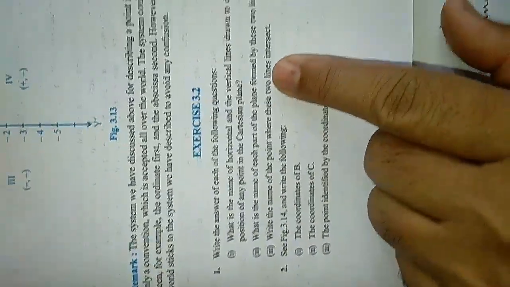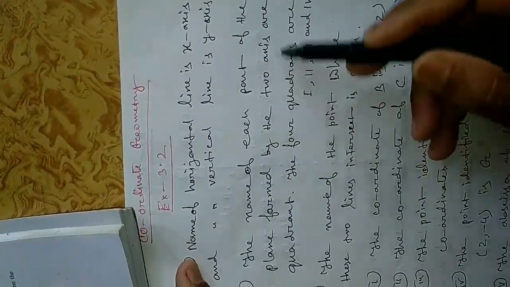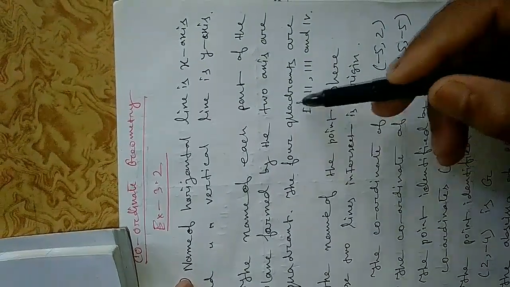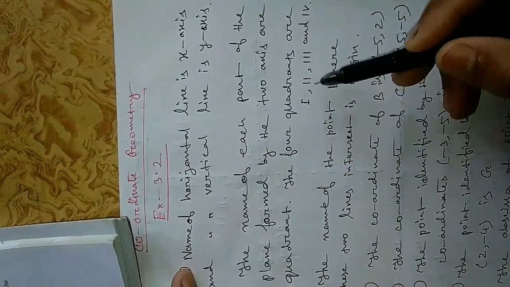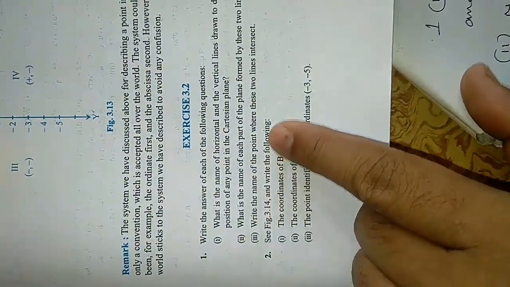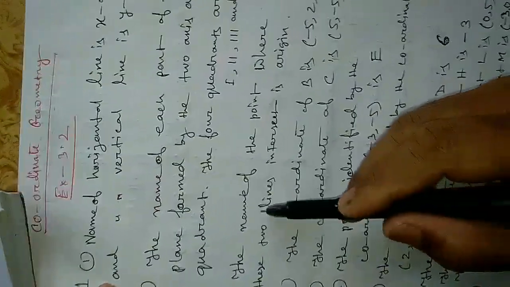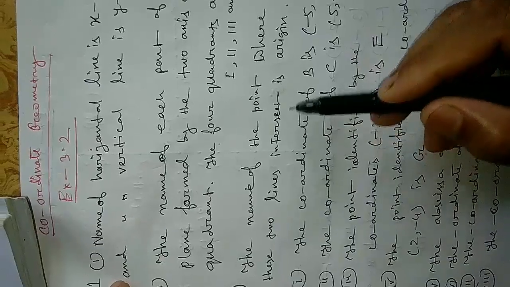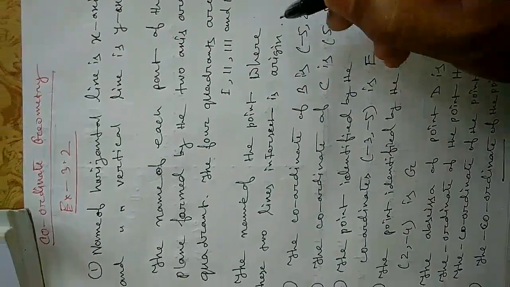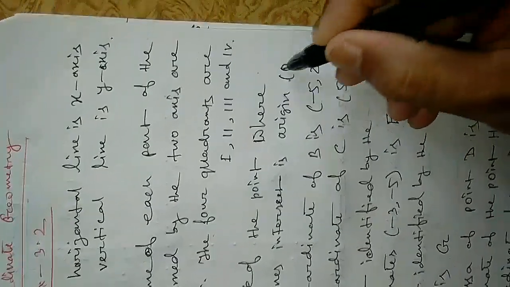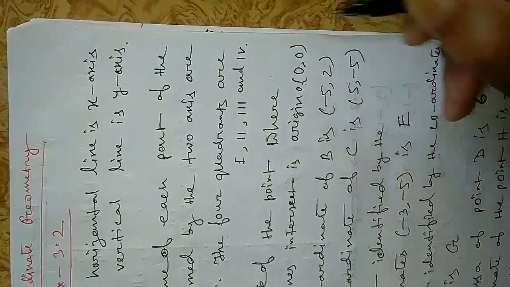Second question: What is the name of each part of the plane formed by these two lines? This one also we have discussed. The name of each part of the plane formed by the two axes is quadrant, and the 4 quadrants are quadrant 1, quadrant 2, quadrant 3, quadrant 4. Question number 3: Write the name of the point where the two lines intersect. The point where the two lines intersect is called the origin, and the coordinate of the origin is (0, 0).